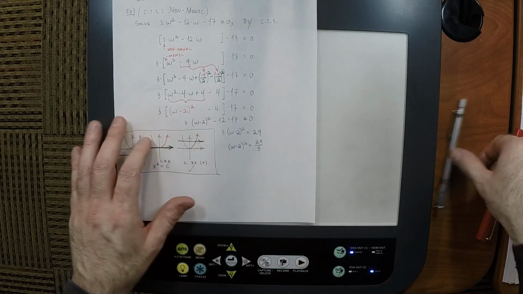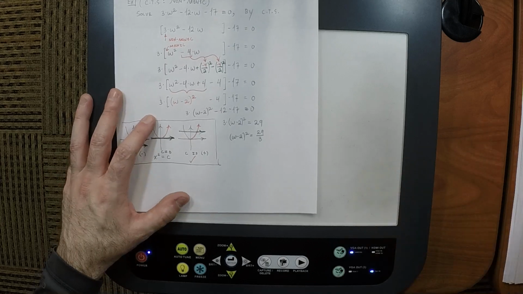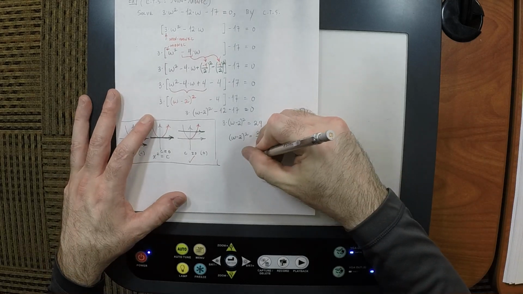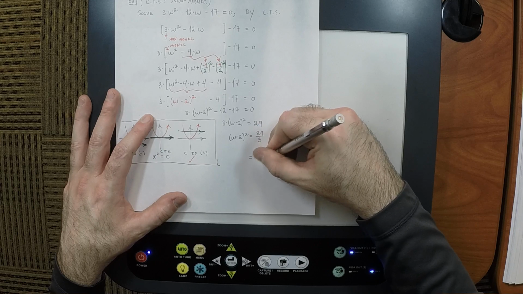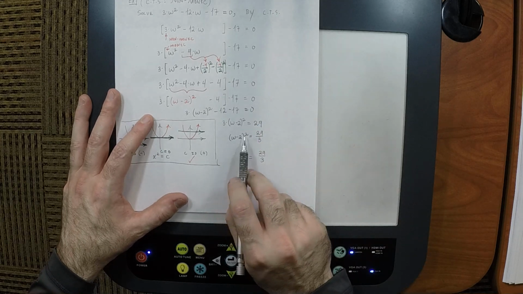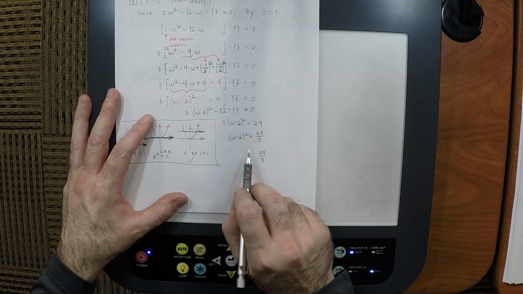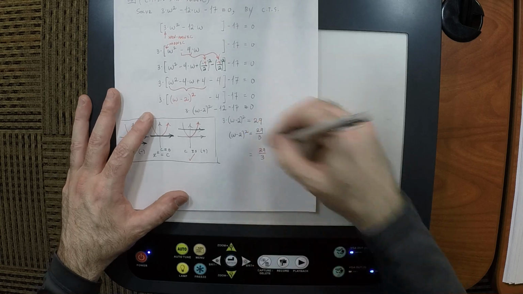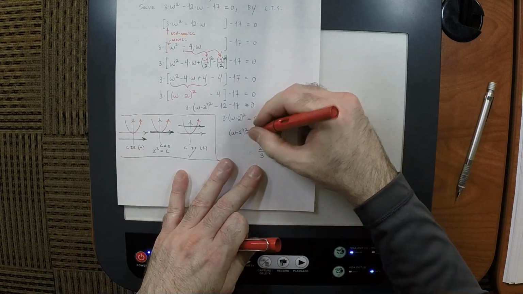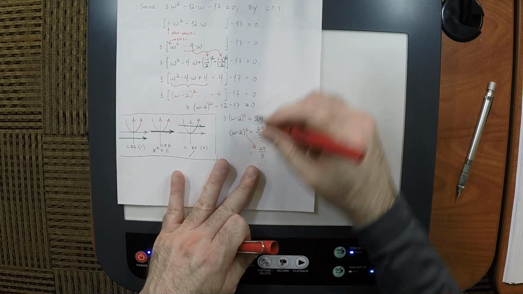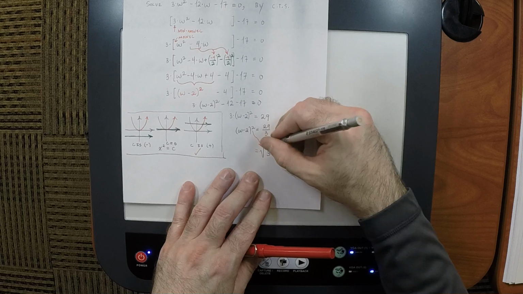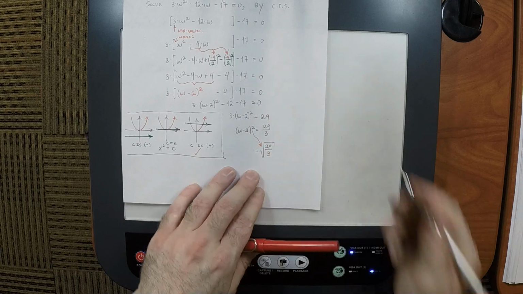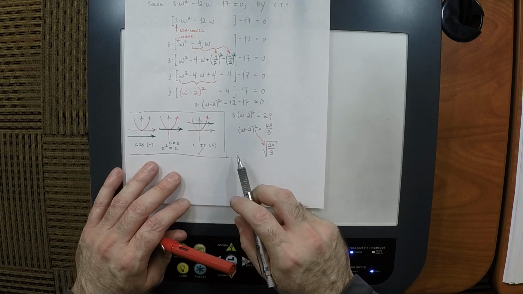Now, we want to solve for w. Algebraically, it looks like this. So you could have 29 over 3. And then to solve for w, this squaring needs to move to the other side. And when it moves to the other side, squaring becomes square root. And then what's the left-hand side?